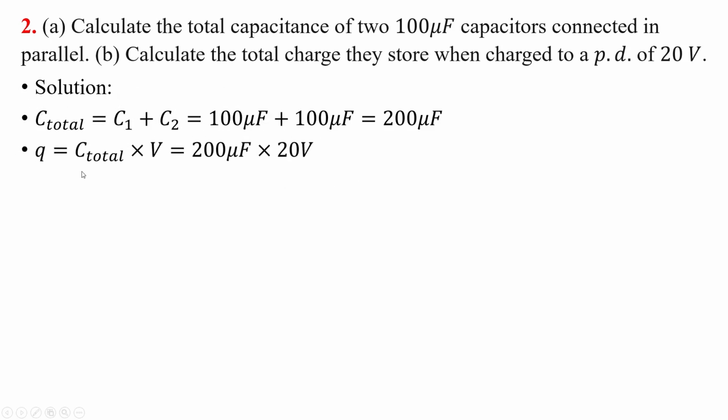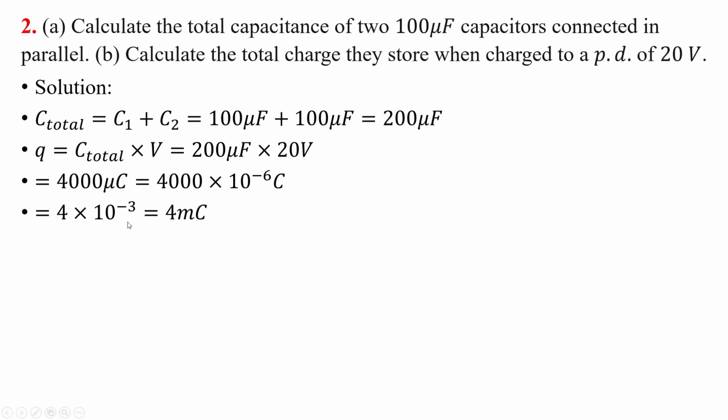The total charge is the total capacitance multiplied by the voltage supply, that is 200 microfarad multiplied by 20 volt. You get the final value to be 4000 microcoulomb, which is equal to 4000 multiplied by 10 to the power minus 6 coulomb. Or simply you can write 4 millicoulomb.